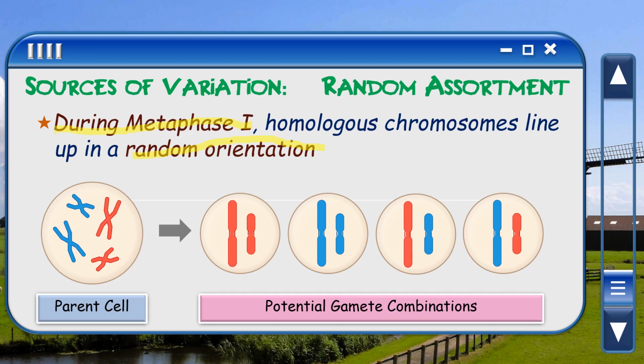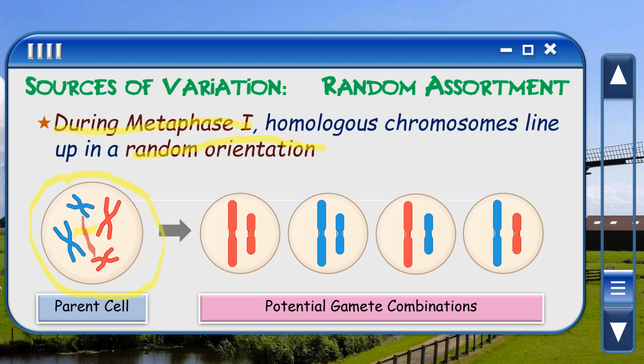If we have our parent cell here, you can see that we have the chromosomes. This one is homologous to that one, and the other one is homologous to this one. When they are aligning themselves, it is a random orientation. It is not specific that they align themselves on this side.